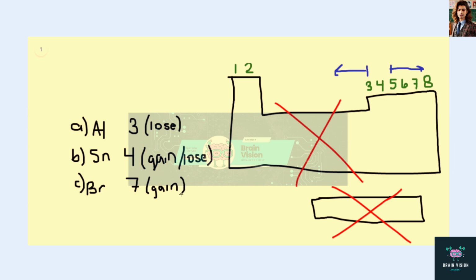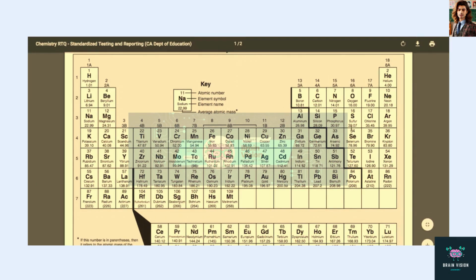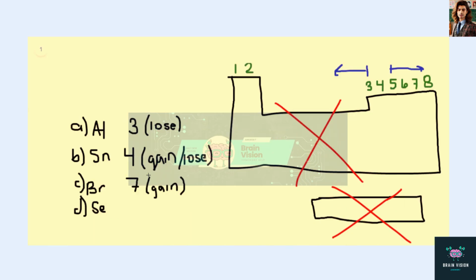And our last example is Se, which is selenium. Finding that on the periodic table will take us to group 6A, group 16, which has 6 valence electrons. It's easier to gain 2 electrons than it would be for it to lose 6 electrons. Therefore, selenium will have 6 valence electrons and a gain in electrons when reacting.